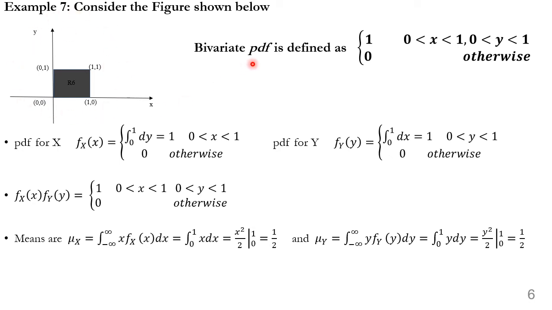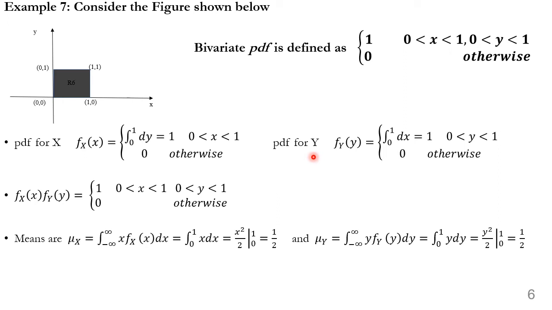Here the bivariate PDF is defined as 1 for all values of x varying between 0 to 1 and y between 0 to 1. So this is the area under consideration where the bivariate PDF is going to be 1. Let us find the PDF for x. The PDF for x is given by fx of x, which we can get by integrating the PDF with respect to y between the limits 0 to 1. So we get this as 1 for all values of x between 0 to 1, and it is 0 otherwise.